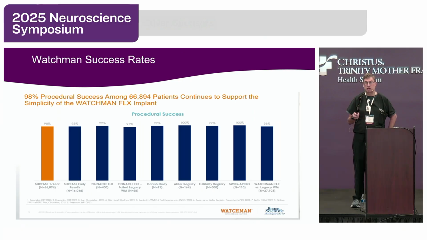As far as the success rate, there's about a 98% success rate. You're always going to have some challenges, some anatomies that are too shallow for this device. But 97 to 98% of the time, you should be able to get an acceptable closure for the patient and hopefully get them off the blood thinner in the next 3 to 6 months.